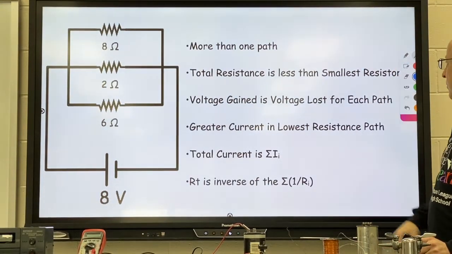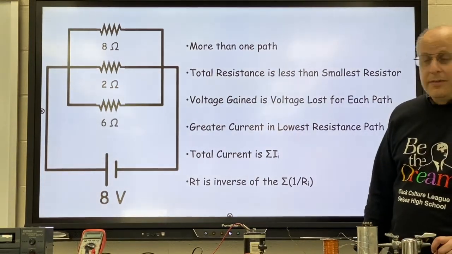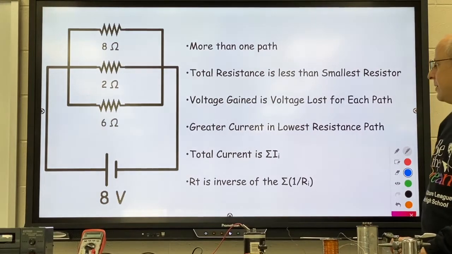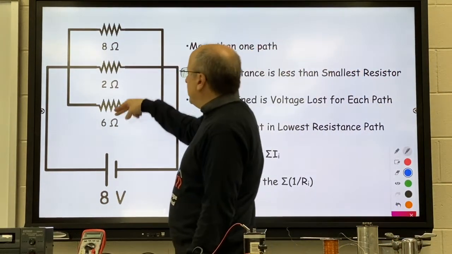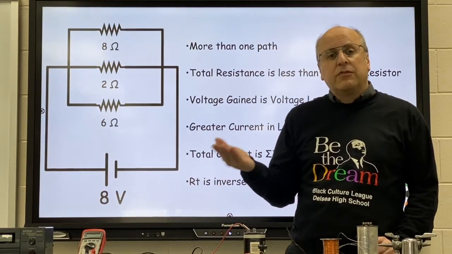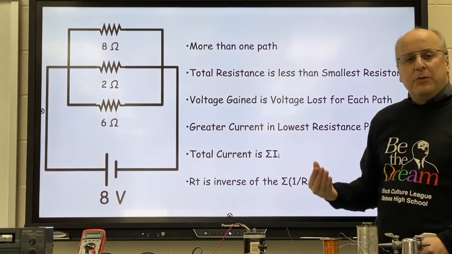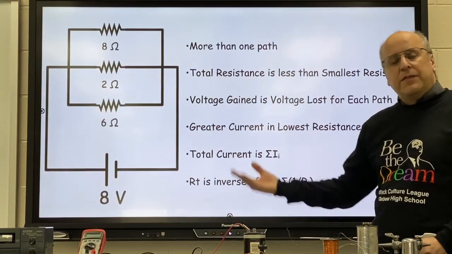Parallel circuits were more than one path. The total resistance is less than your smallest resistor. So you don't add 8, 2, and 6. You would add 1/8, 1/2, and 1/6. You add the reciprocals. When you get your total, you flip it over, and that would be the resistance of all of them combined.